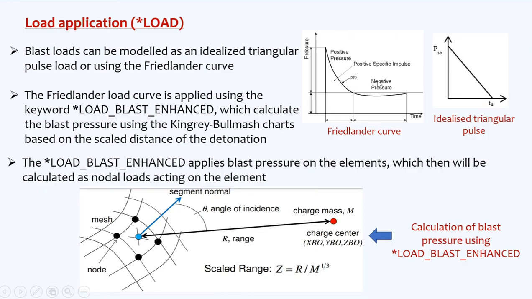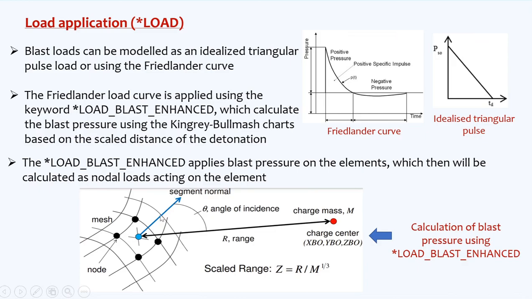So to apply the Friedlander wave curve in LS-DYNA, there is an option called load blast enhanced that I'll discuss in detail. I'll explain how to provide the values and everything. This load blast enhanced method calculates the blast pressure using the Kingery-Bulmash chart, the KB chart that you must have already used to obtain the pressure, impulse and everything. So based on that chart, the keyword calculates the blast pressure history based on the scaled distance of detonation.